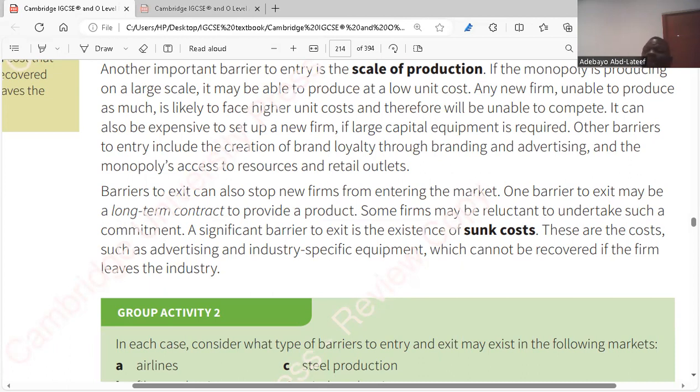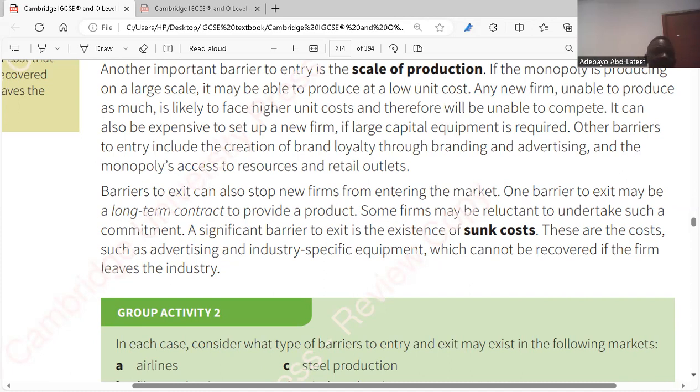So these are the reasons why monopoly will continue. Do you get what we're talking about? We're talking about the reasons why monopoly will continue. One is through government laws, legislation or acts. The second one is through patents. The third one is the scale of production, where the existing firm operates on a large scale, which makes it difficult for other firms to come in because they won't be able to operate on a large scale. And the other one, the one we talked about just now, is the barrier to exit, the sunk cost.